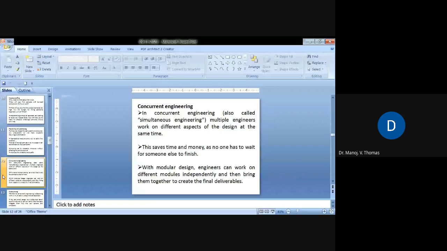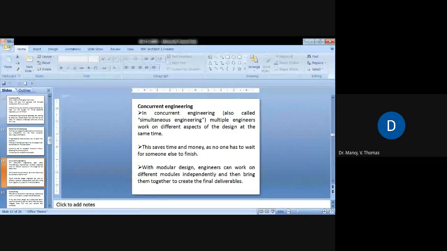Concurrent engineering, also called simultaneous engineering. Multiple engineers work on different aspects of the design at the same time, because they can be done in parallel. As I told, different modules can be given to different groups in the same design team, and they will be working on different modules, and there is no problem. So concurrent, simultaneous engineering is possible.